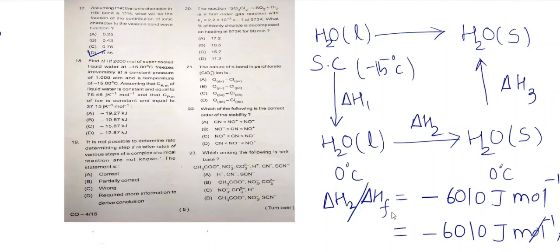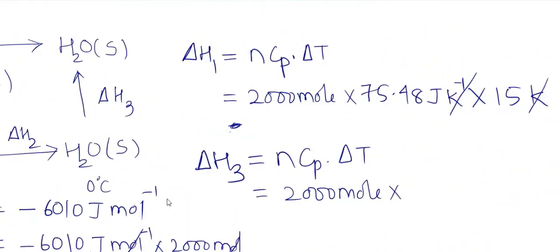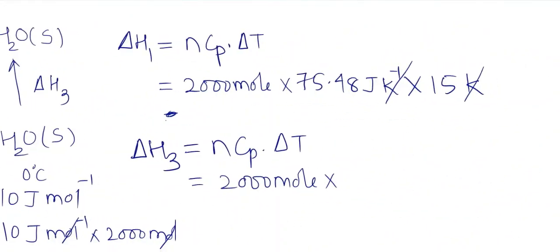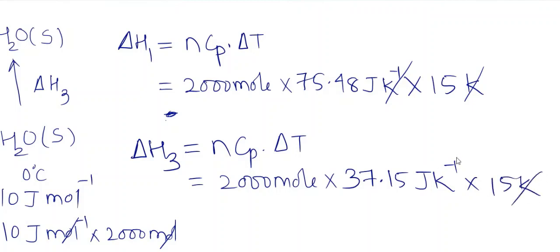37.15 joule into Kelvin inverse, into the same change: 0 degree Celsius, and in solid minus 15 degree Celsius. So 15 Kelvin cancels out.